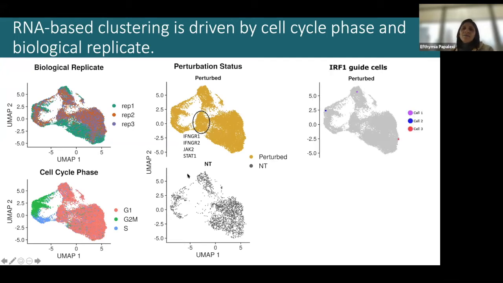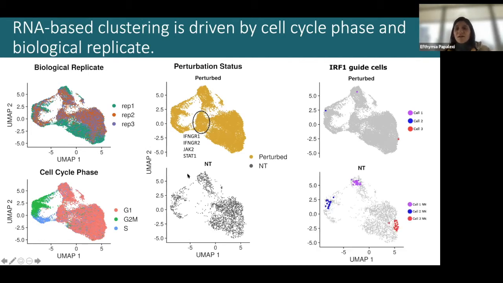If you look at, for example, 3 different cells that express the same guide RNA targeting the IRF1 gene, you'll see that these cells end up in extremely different parts of the UMAP. And that is primarily because cells are in different cell cycle phase, or they've come from a different replicate. But ideally we would want these 3 cells to cluster together because of the effect that this IRF1 guide has on the IRF1 gene.